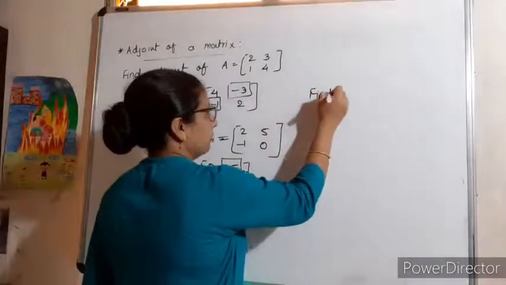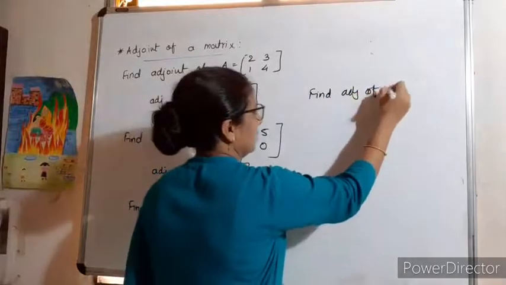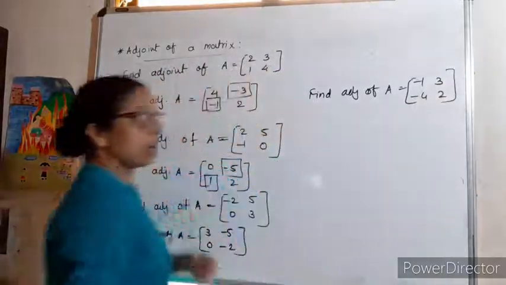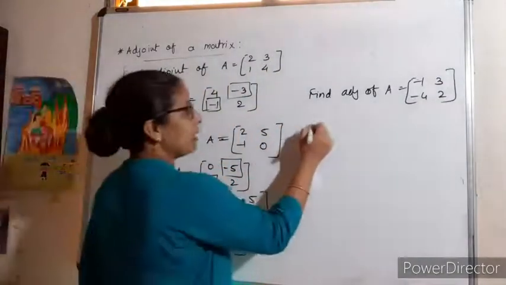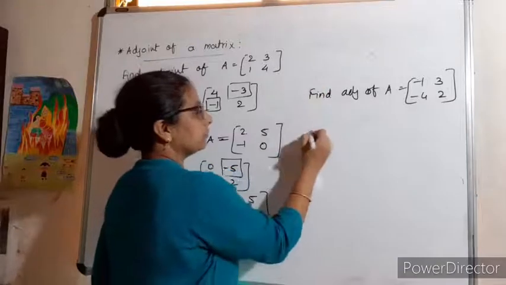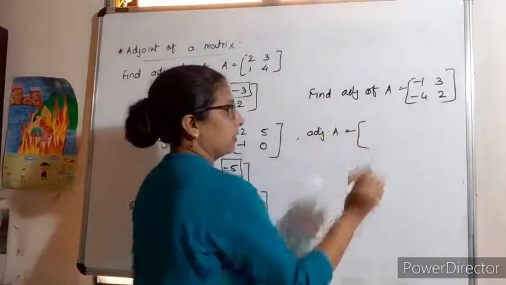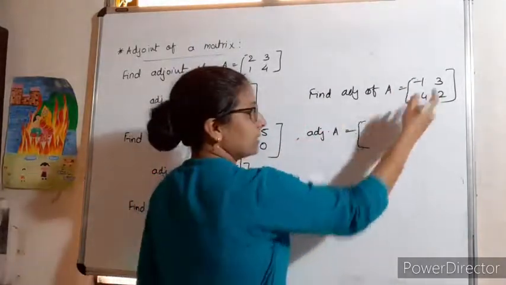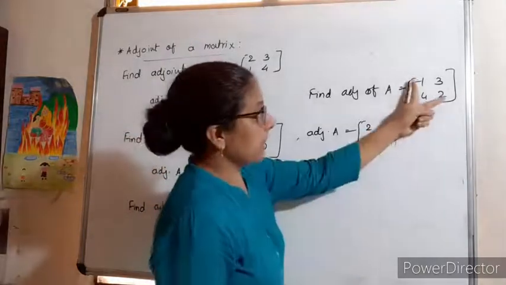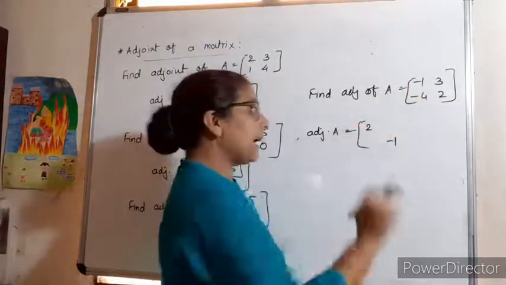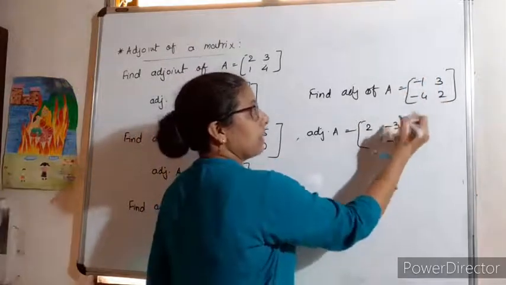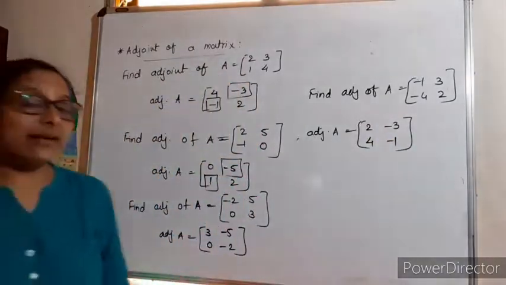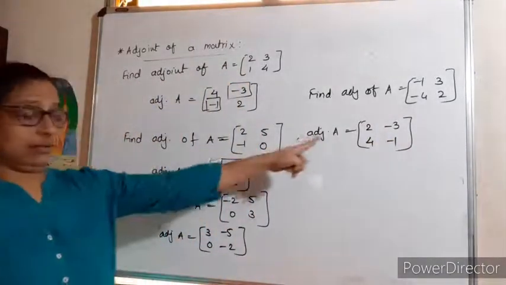Suppose find the adjoint of A -1 3 -4 2. Now how to find it? So we can write the direct answer now. Here adjoint of A. What you will do? Principal diagonal, interchange the place. That is 2 -1. -1 2 की जगह पे 2 -1. And here you just change the sign. My 3 है -3, -4 है 4. So can you write it directly? Yes. This is a technique.